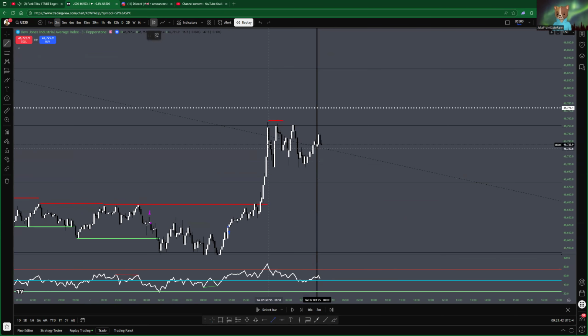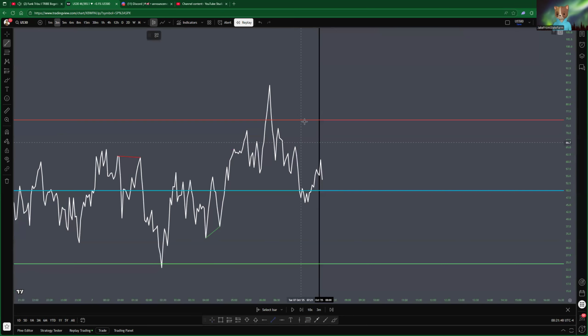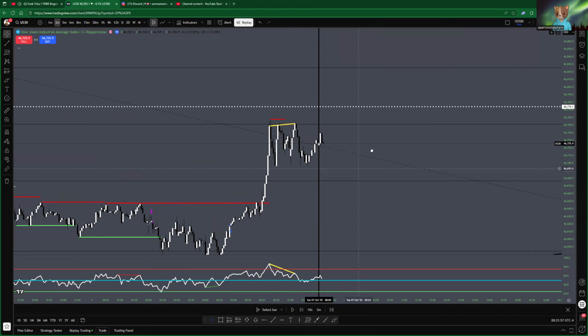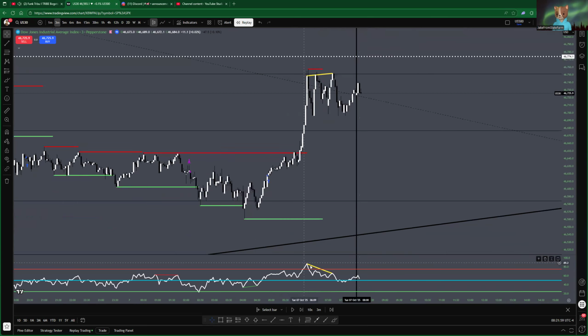Let's go ahead and draw out the divergence happening between our RSI and the daily chart. It's this right here, basically. From here to here. It's saying, yes, I'm getting ready for a sell. I am overbought indeed, and I'm getting exhausted.